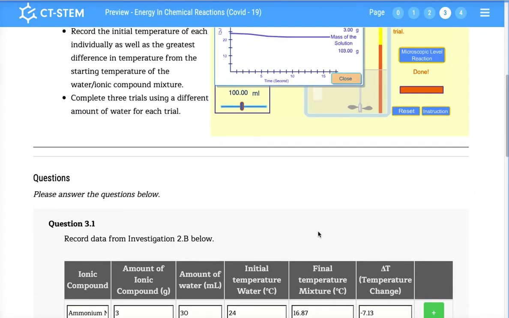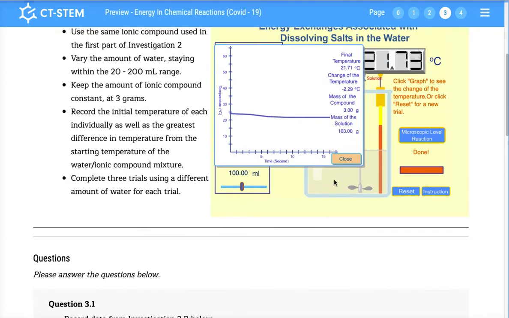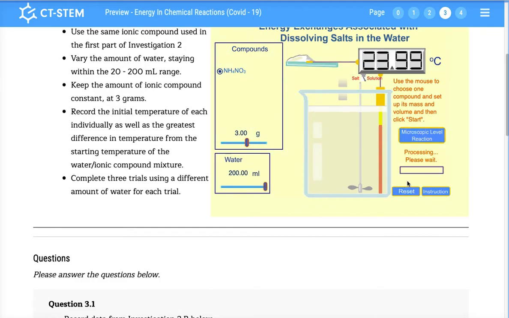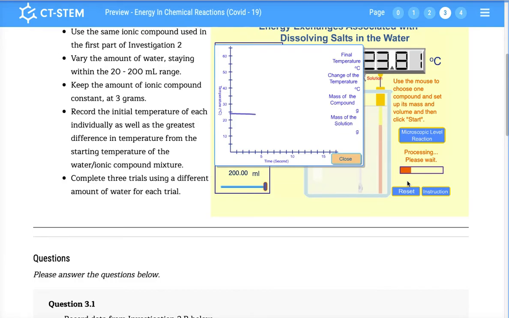Okay, so let's go up and do this final trial. We reset ammonium nitrate, and our water needs to be at 200. We click start. So we can estimate that this is probably going to be an even much smaller change.